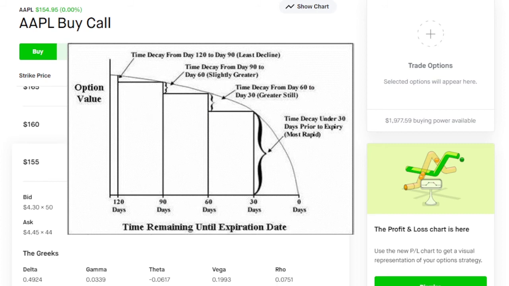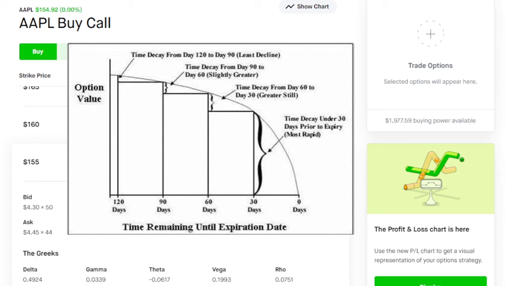Most of the options I'm buying are on trades that I'm holding for 2 to 6 weeks. And so I want to buy them as far out on this Theta curve as possible. So I'm usually buying them with anywhere from 4 to 12 months to expiration, to prevent any significant time decay from eating away at my option price. This will take away that headwind and allow me to capture gains when the stock price moves in my favor.